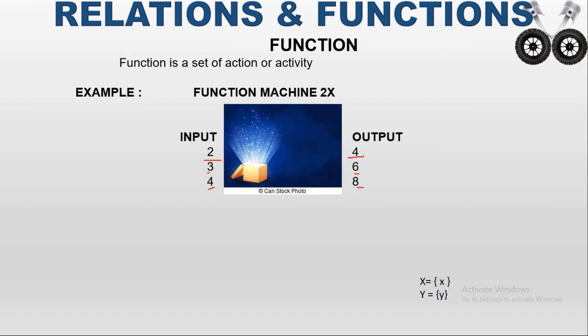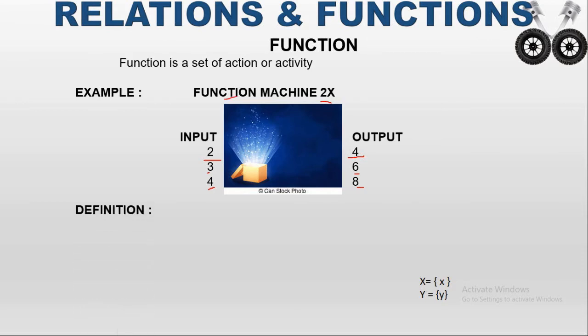So what has happened here? The magic box performs some function. So what is the function here? It doubles the input. So the action performed here is 2x. So any action or activity which is performed is called a function.